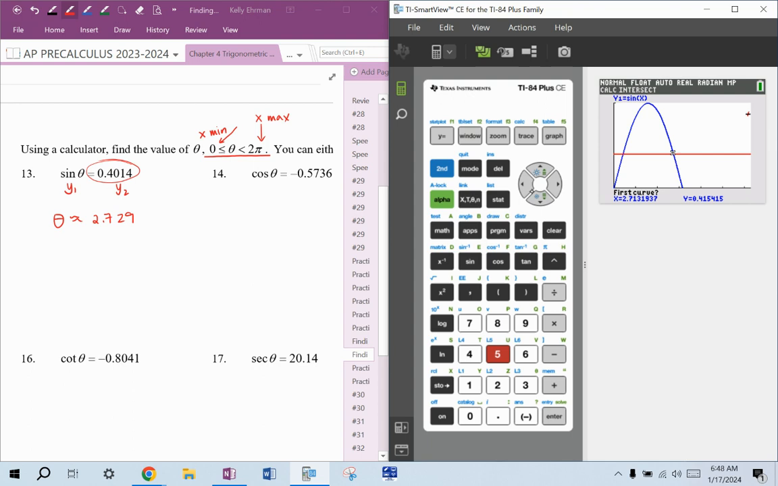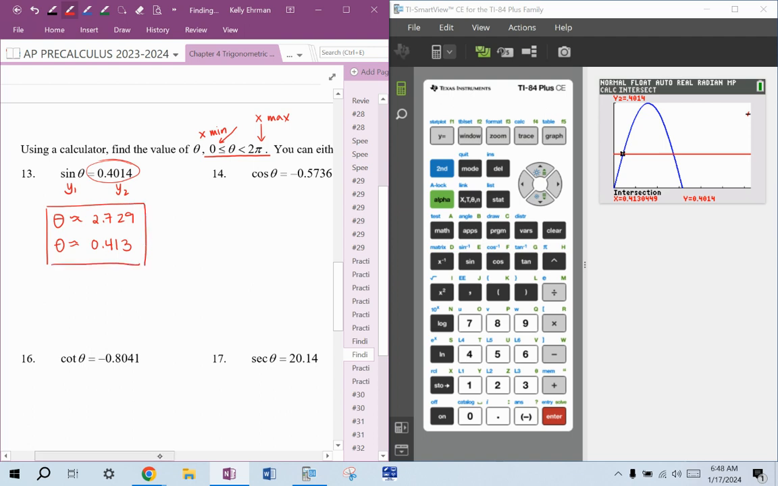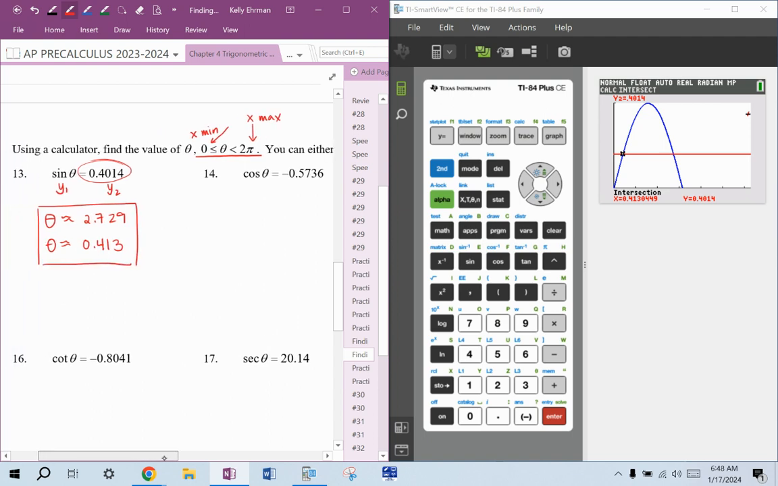For our AP test, you will not be asked to do anything in degrees as far as I know, so it's all radians. 0.413. For the AP exam, we should not be switching the mode in our calculator. But I will have you guys that morning make sure that you are in radian mode. Okay, so that's number 13.